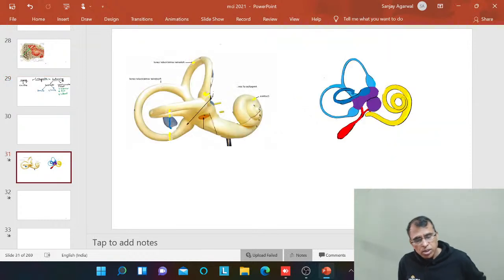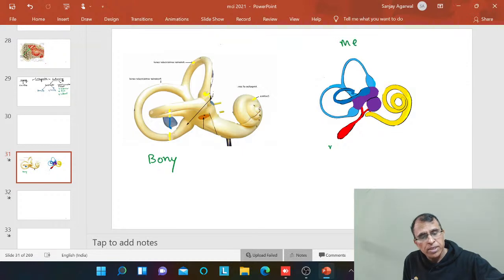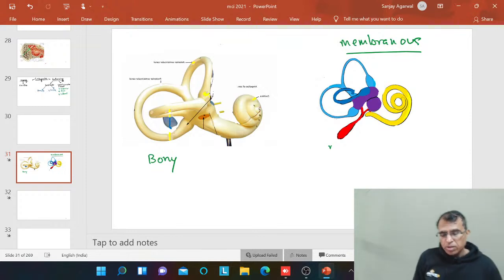This is how the bony and the membranous labyrinth look like. The first one is bony labyrinth, and the second one is membranous labyrinth. Right here, membranous labyrinth. Right. Now, the membranous labyrinth is inside the bony labyrinth.